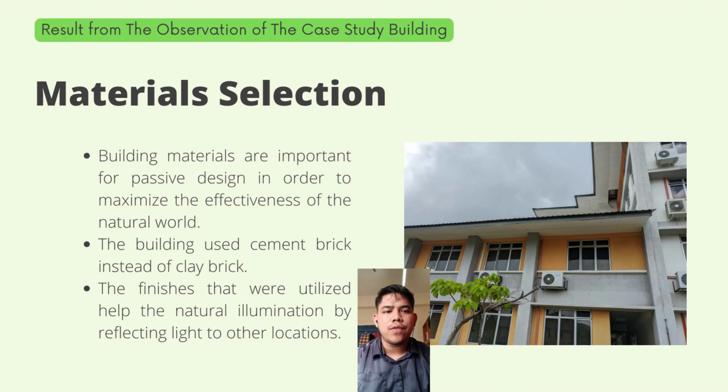Meanwhile, a light shade of emulsion paint is used to finish the interior areas as shown in the figure beside. The finishes that were utilized help the natural illumination by reflecting light to other locations.